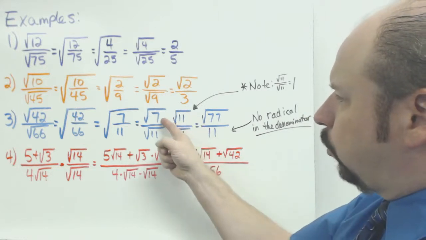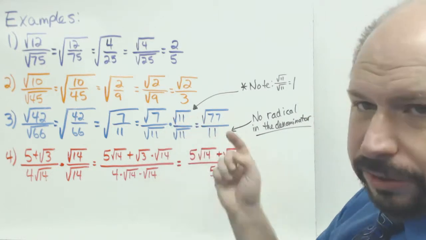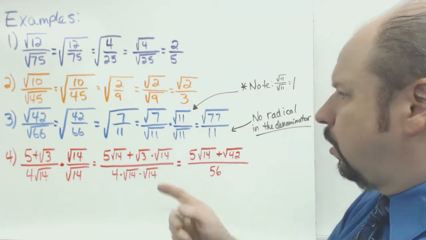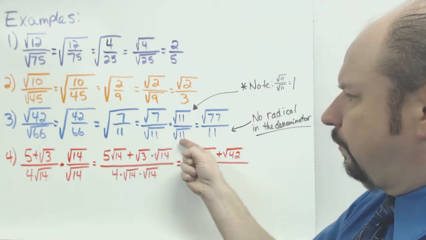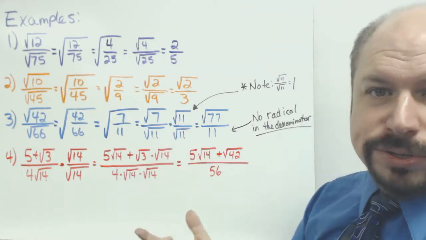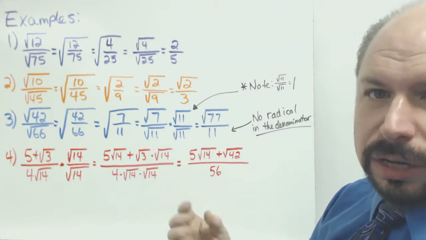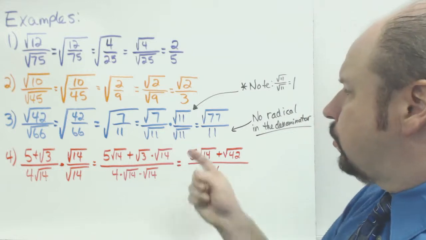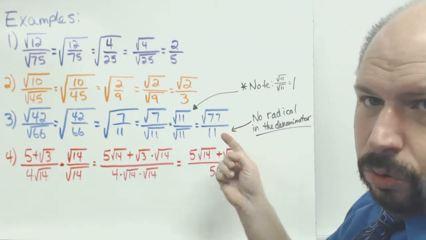Okay, so when we multiply 7 times 11, we get 77, and that's still underneath the radical, so square root of 77. When we multiply square root of 11 times square root of 11, remember that's square root of 11 squared. So the squared and the square root cancel each other out and leave us with just 11. So we have the square root of 77 over 11.